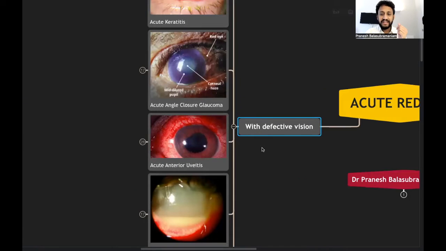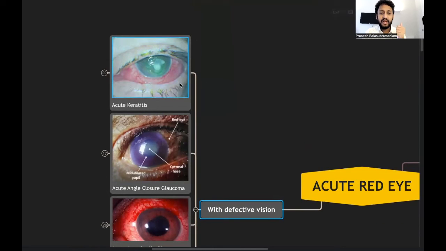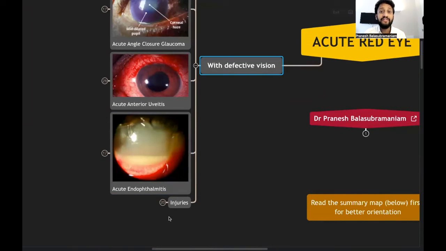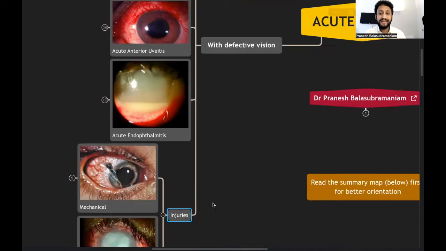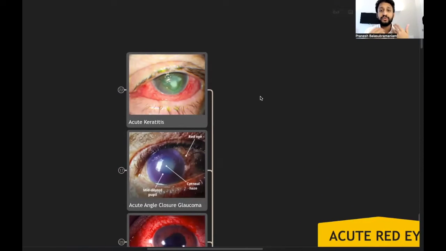What are the conditions which cause acute red eye with defective vision? Easily put: acute keratitis, acute angle closure glaucoma, acute anterior uveitis, and acute endophthalmitis. And last but not the least, the injuries, namely chemical injury and mechanical injury. So please have these in mind. We will go one by one. Again, I'm not going to explain everything in detail. I'm just going to give the signs and symptoms of each so that you are getting it straight.